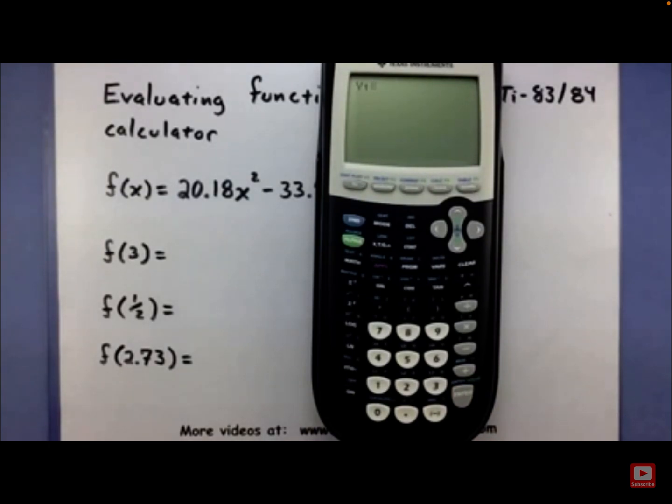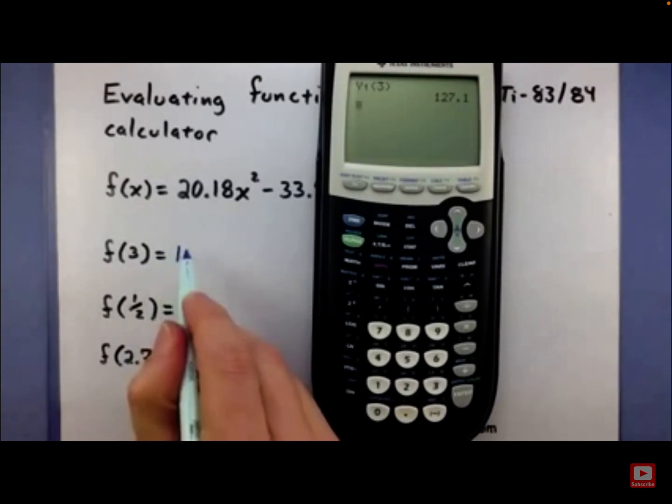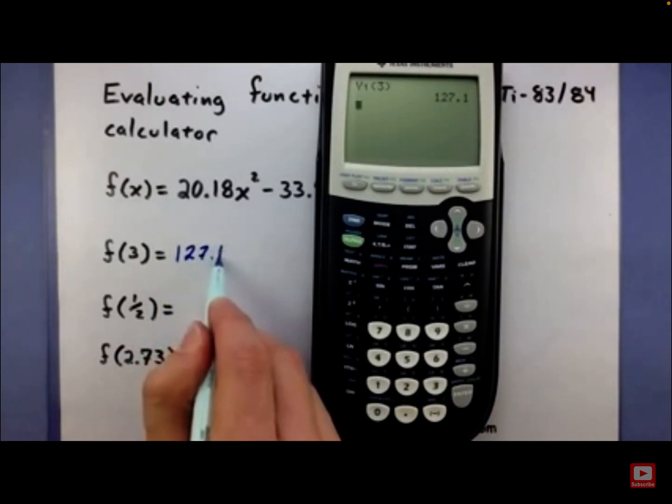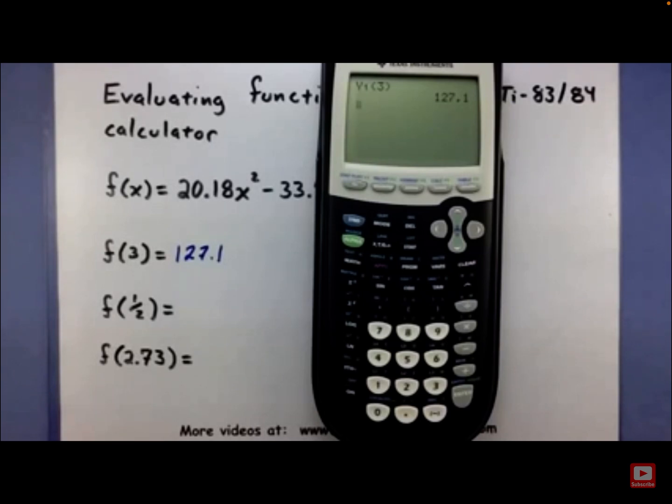Now to actually have it evaluated at an input of 3, I'm going to use my parentheses, 3, close parentheses. That's telling the calculator to feed the input of 3 into that function I have stored into y1. Alright, let's press enter and see what it gives us. See, that didn't take too long at all, did it? So 127.1 is what it evaluates to.